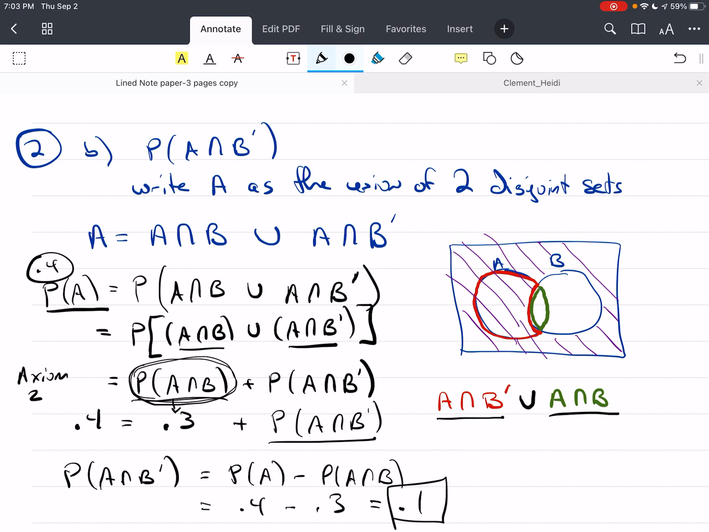So this is the more formal proof, starting with A as the union of two disjoint sets.